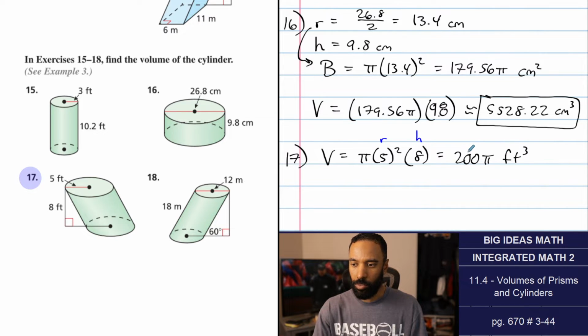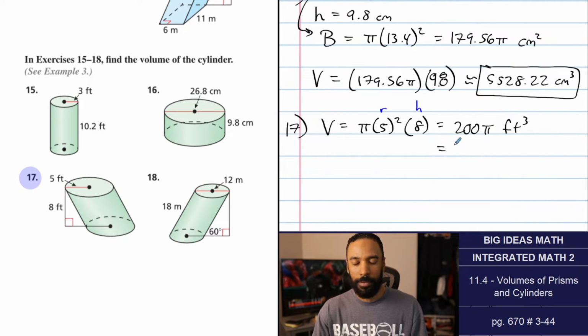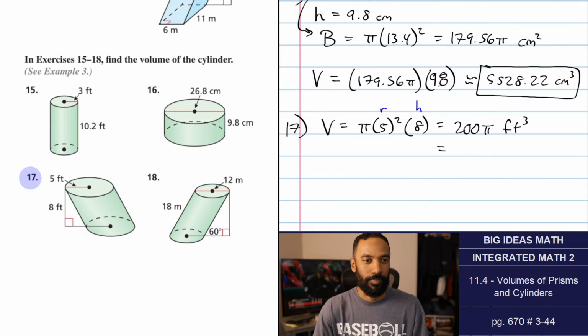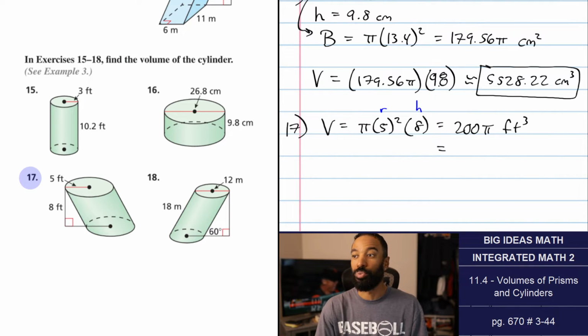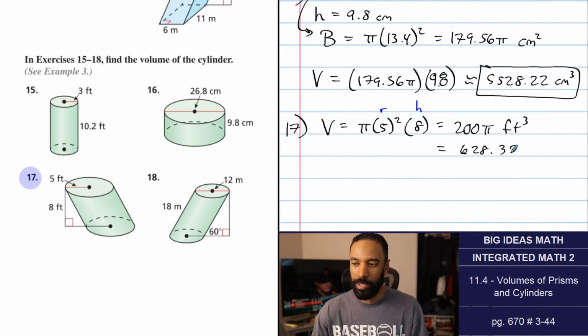Obviously, we're going to be rounding this stuff. So it should be 628.31, I think. That's because 3.14 doubled, 314 doubled, things like that. So 200 pi is 628.318, so 0.32. 628.32 cubic feet.